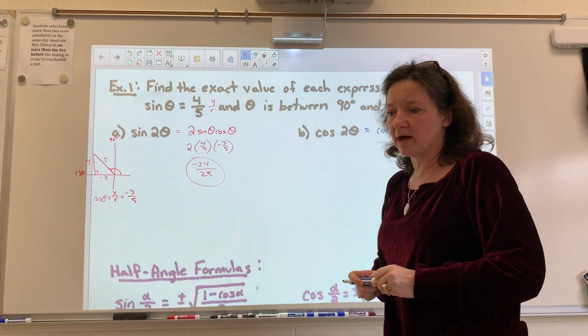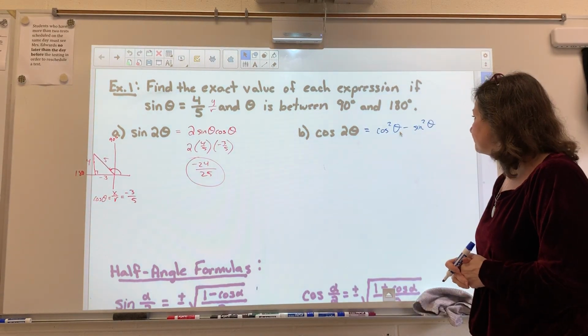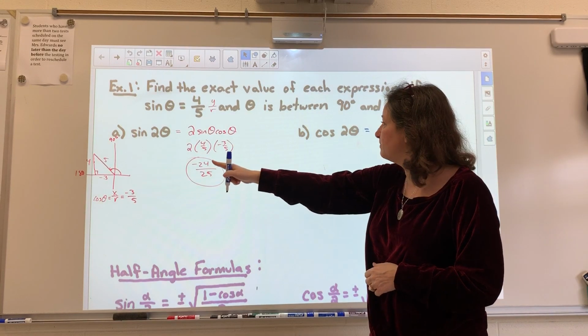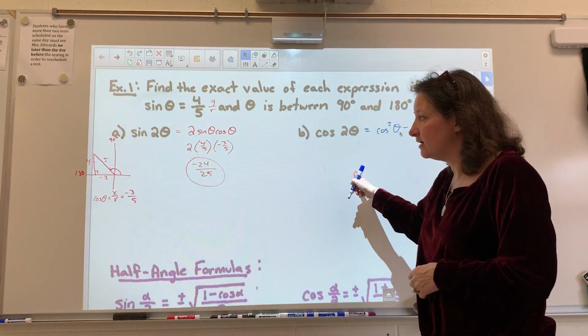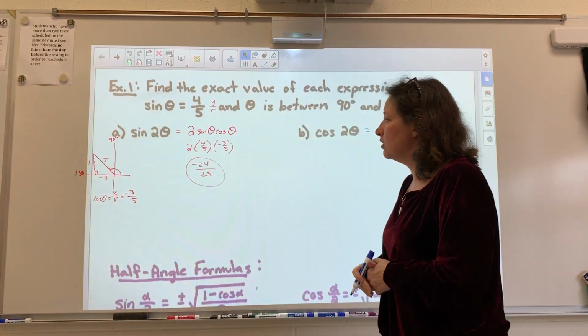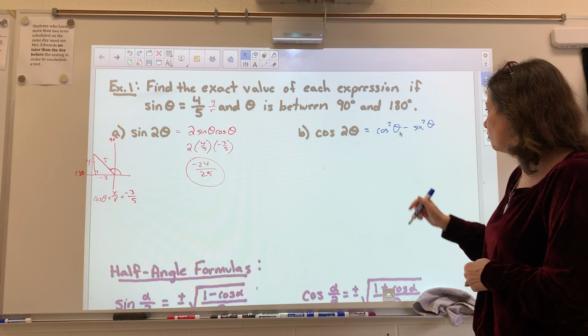Okay, again, you probably want to have your formulas handy on this homework as you're getting to know them. We're going to build the same triangle. Well, we already built it, so we don't have to build it again. We know that it's a negative 3, 4, 5 triangle. We know cosine, we know sine, we know everything we need to know for this formula.